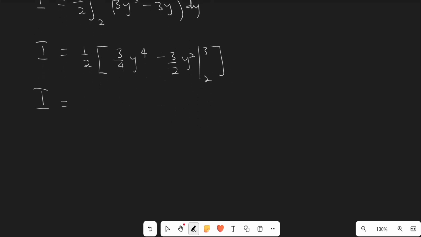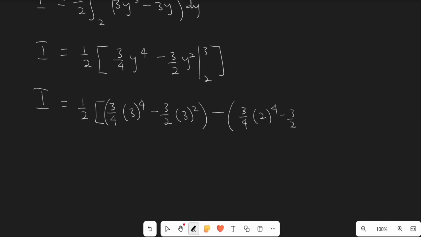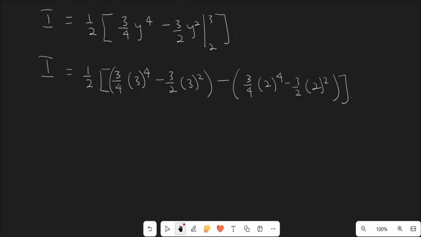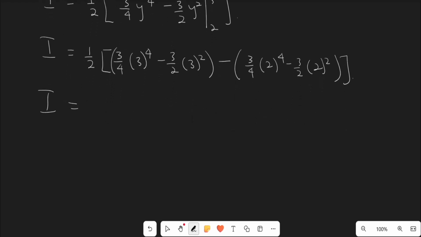Now I is going to be 1/2. You can plug in your upper limit first. So 3 over 4 times 3 raised to the power 4 minus 3 over 2 times 3 squared. This is the upper limit. Minus plugging in the lower limit. That is 3 over 4 times 2 raised to the power 4 minus 3 over 2 times 2 raised to the power 2. Like this. Cool. So I is going to be 1/2 all the way in front.